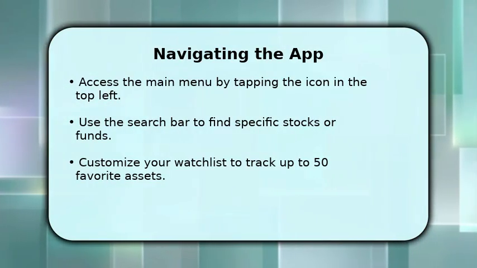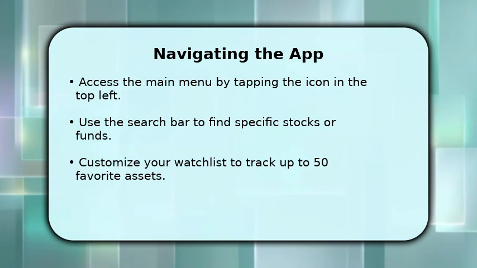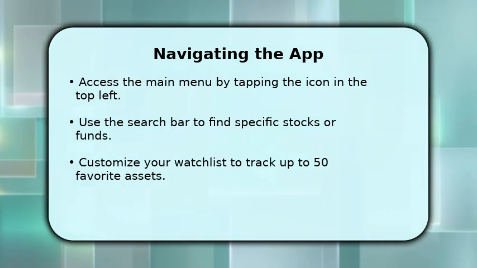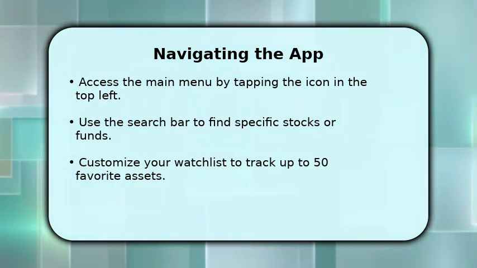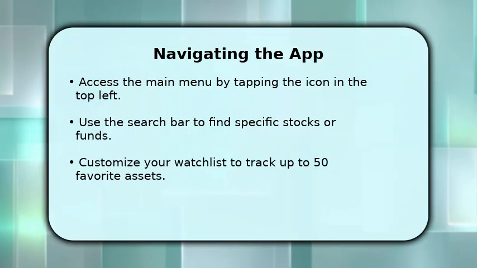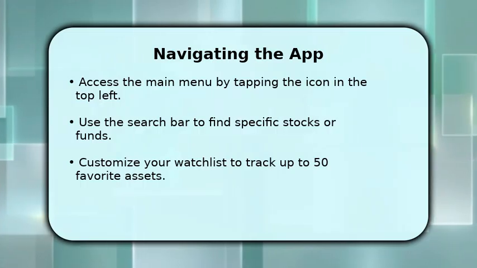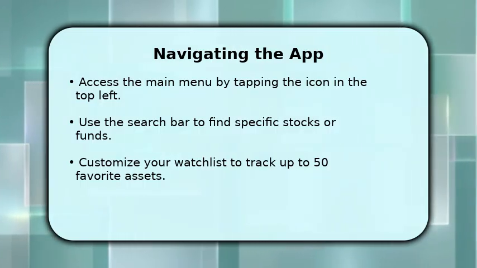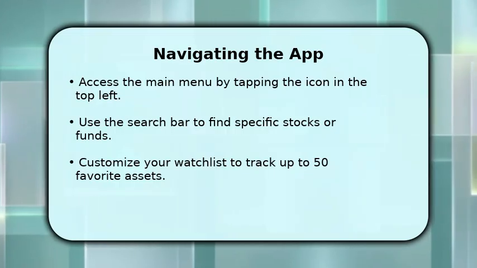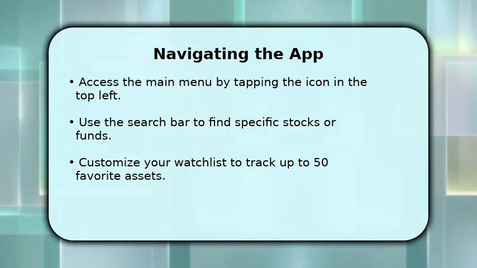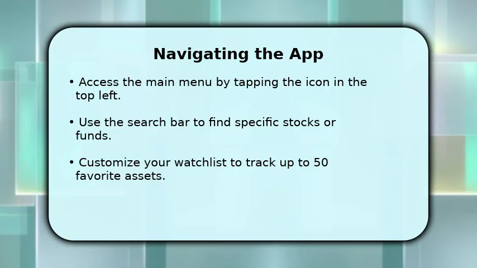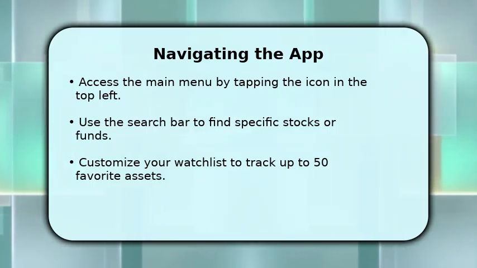Navigating the IBKR mobile app is straightforward. Tap the menu icon, usually in the top left corner, to access all major sections like Portfolio, Trade, and Research. If you're looking for a specific asset, use the search bar at the top of the screen. You can also personalize your watch list to keep an eye on up to 50 of your preferred stocks or funds, making it easy to monitor their performance throughout the day.